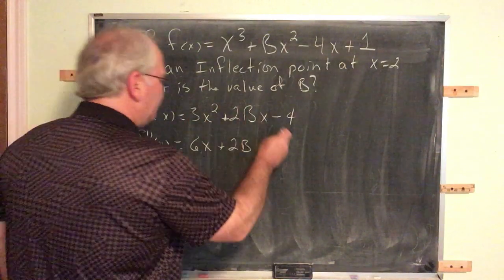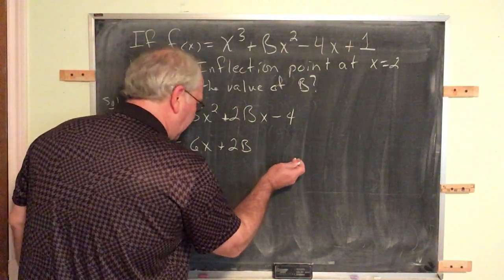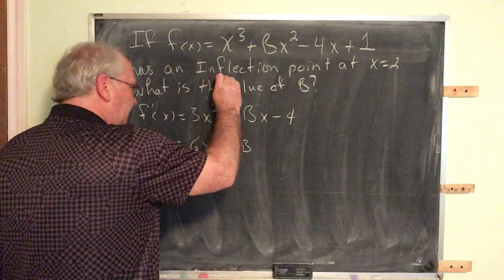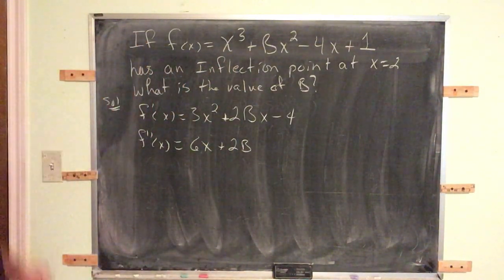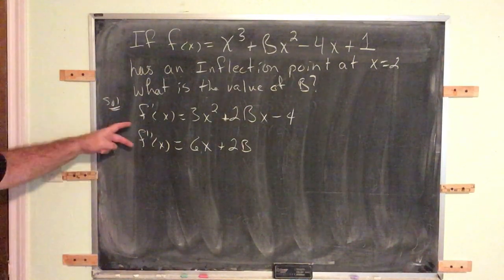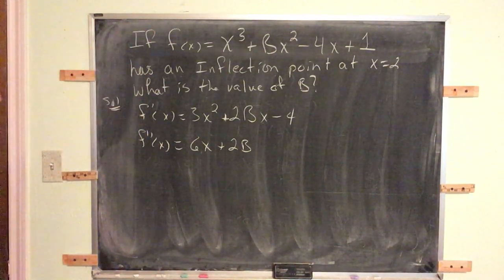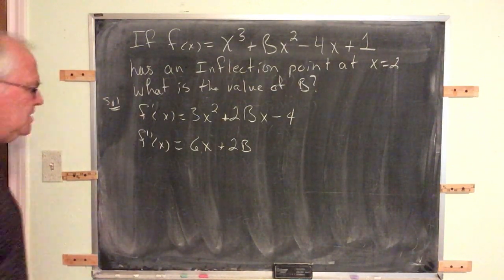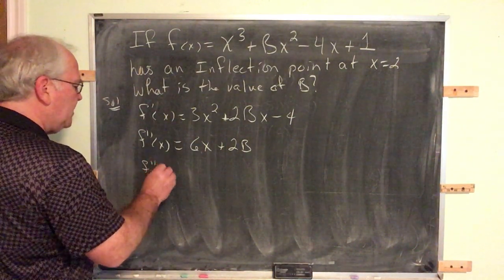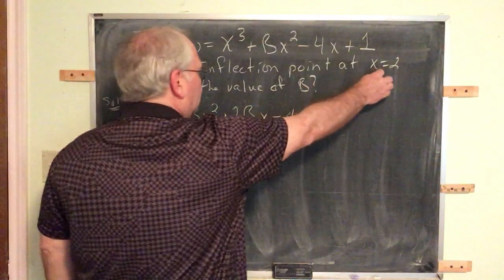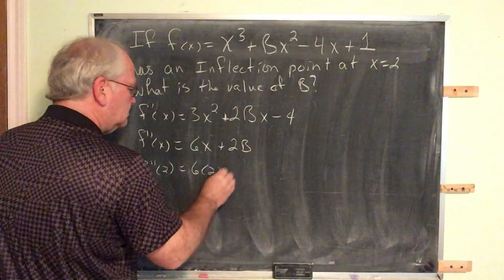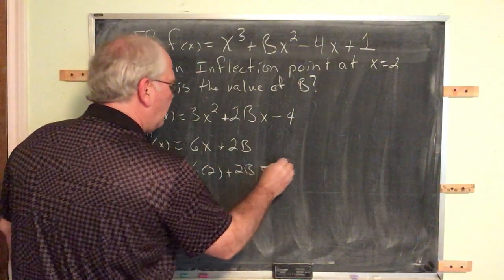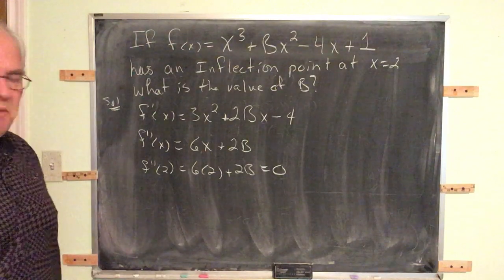Just because the derivative is equal to 0 does not guarantee it's an inflection point. But if it is an inflection point, that must be because the second derivative has a critical value there. And since this is a polynomial, the only critical values are where the second derivative is equal to 0. So the logic holds. And so if we evaluate the second derivative at x equals 2, we know that must equal 0 in order for it to be an inflection point.